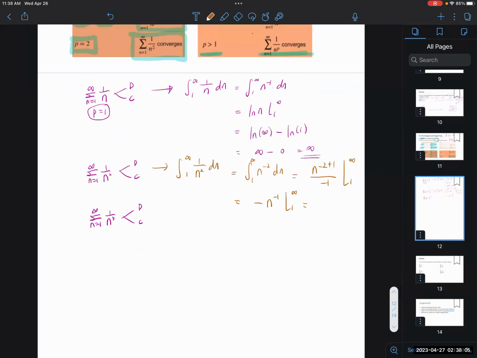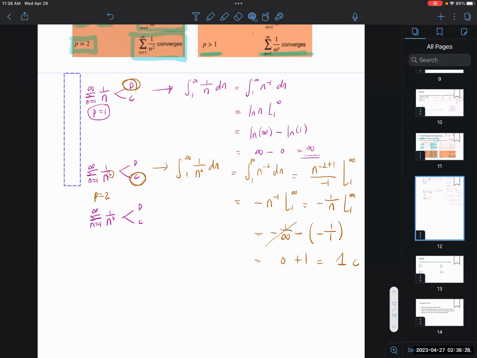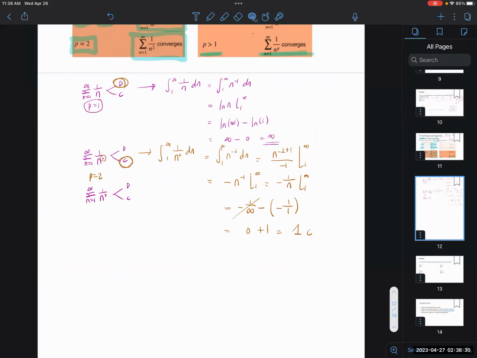So let me change it. This means negative 1 over n from 1 to infinity, because n to the negative 1 is 1 over n. Plugging in, negative 1 over infinity minus negative 1 over 1. Again, this is a 0, plus 1, 1. Ooh, this is convergent. So when p equals 2, we just proved that it's convergent. Exactly, this is the p-series rule.